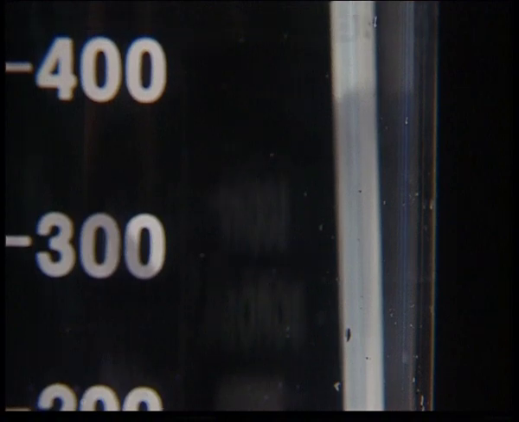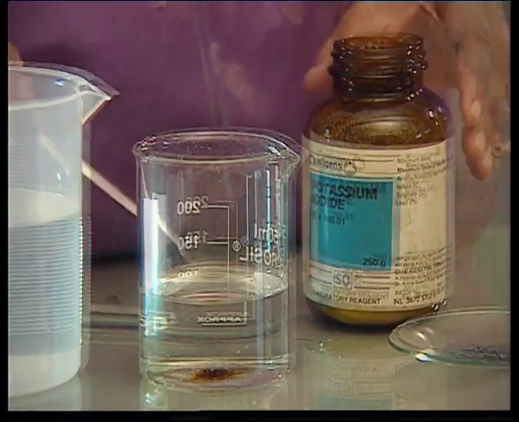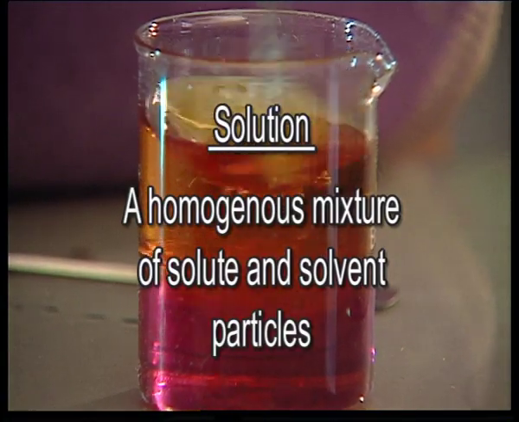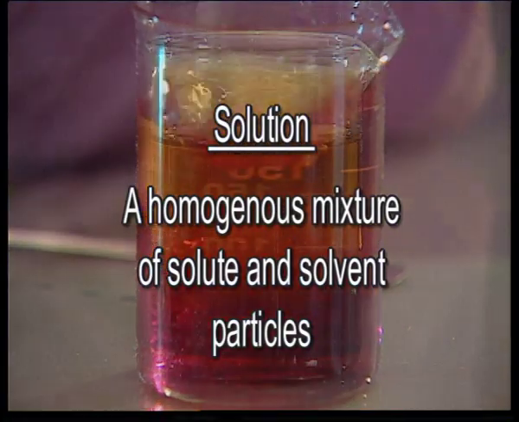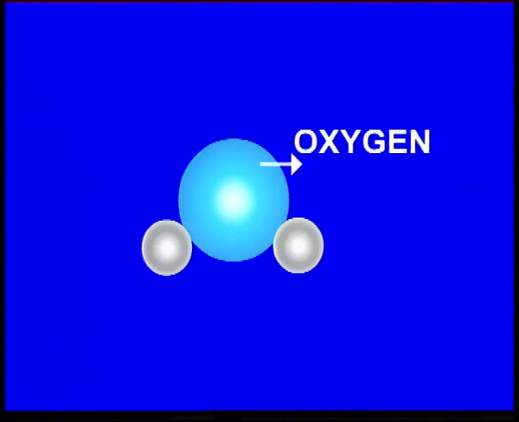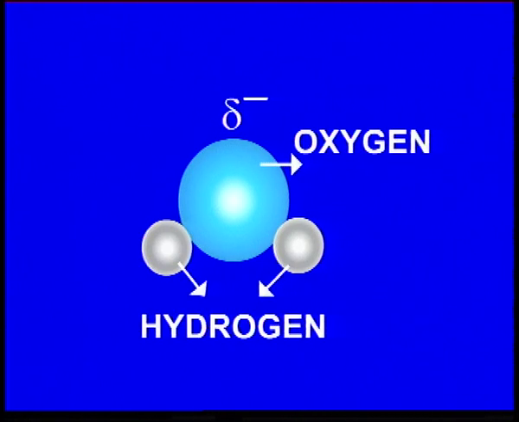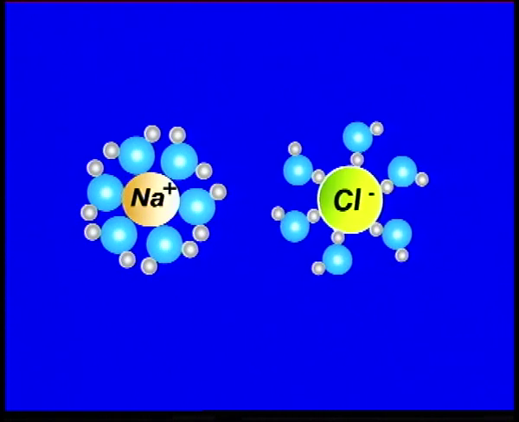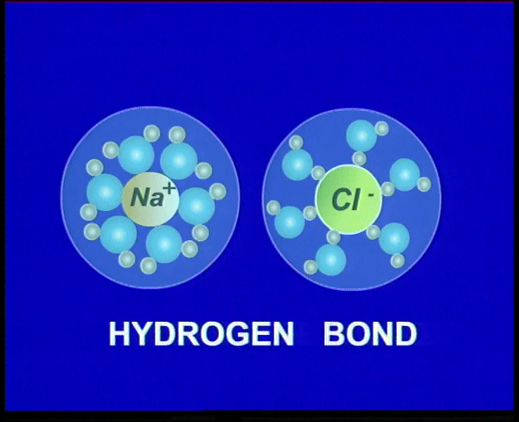Factors like temperature affect the solubility. A solute and a solvent together form a solution. We define a solution as a homogeneous mixture of the solute and solvent particles. The water molecule is a polar molecule with the hydrogen ends having a partial positive charge and the oxygen end having a partial negative charge. This helps the water molecule to surround the ions or polar particles of the solute and form hydrogen bonds.